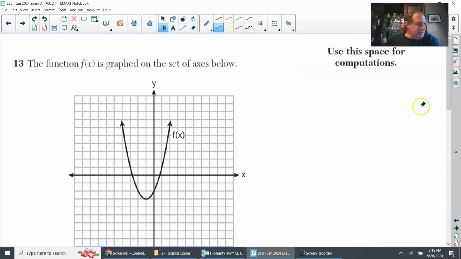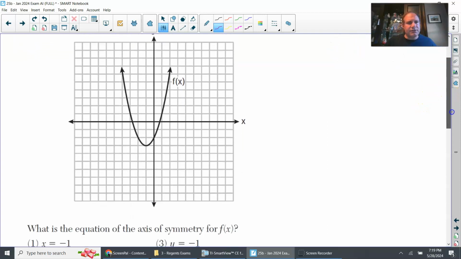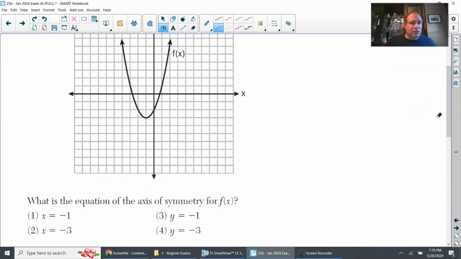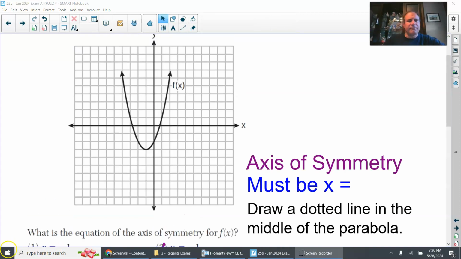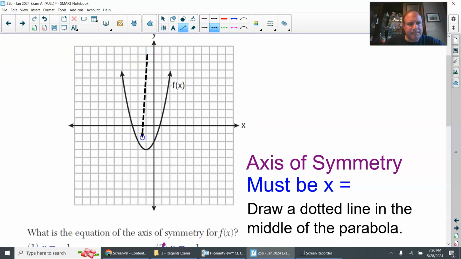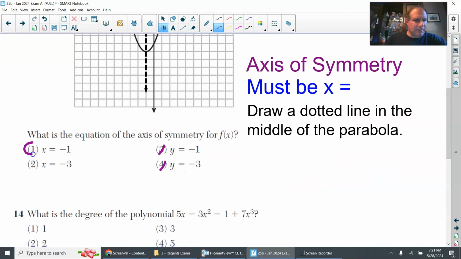All right, number 13 is a function, they graph it. What's the axis of symmetry? Just remember the axis of symmetry must have x equals. I put down a little information there. Draw a dotted line in the middle. So I'm going to draw a dotted line right here. And that is my axis of symmetry. Let me move that over. My axis of symmetry is x equals negative 1. That's this right here. X equals negative 1. And that is it. Axis of symmetry.